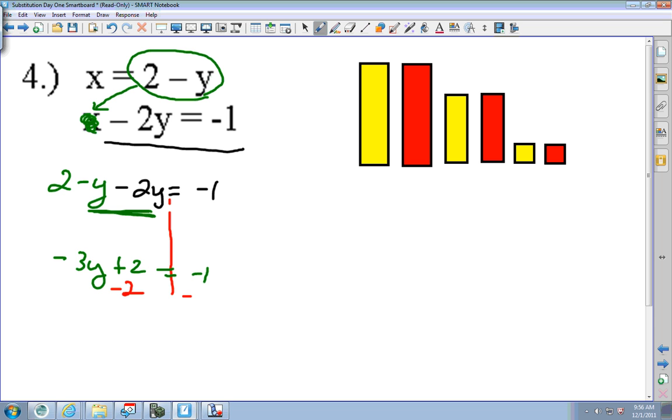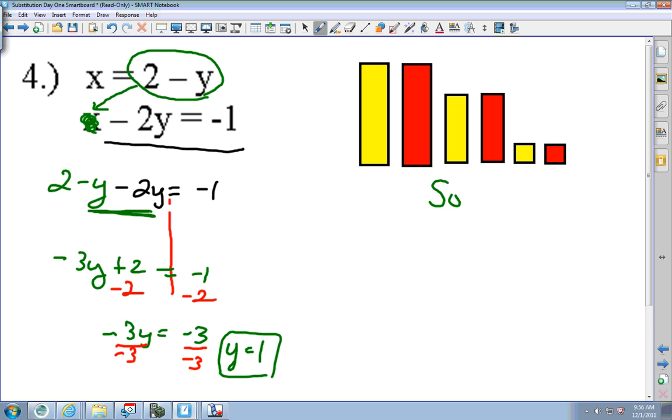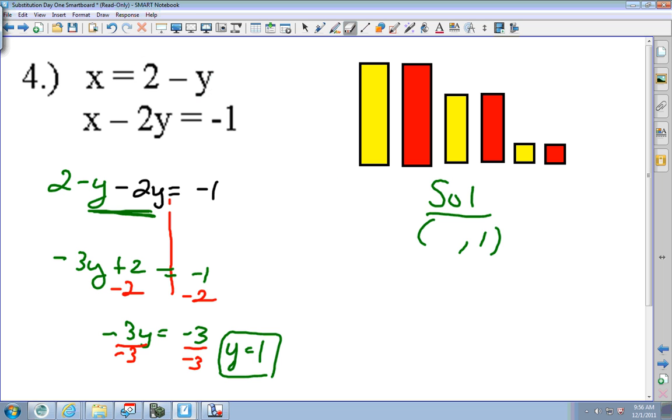Subtract 2 from each side. Negative 3y equals negative 3. Divide by negative 3. y equals 1. Okay, so there's part of my solution. I need to find x now. Okay, so let's look, because this is where people get confused. Choose one of the two equations. I don't care which one, but see how this one's already in, it says x equals? I always choose the one that's either x equals or y equals.